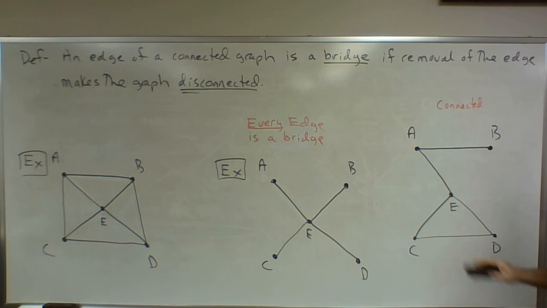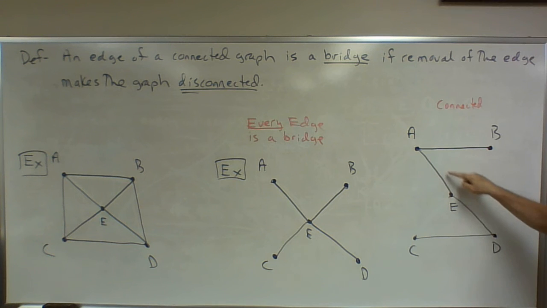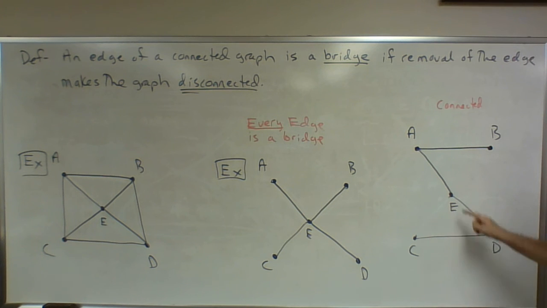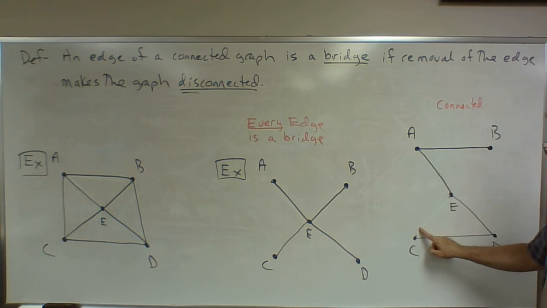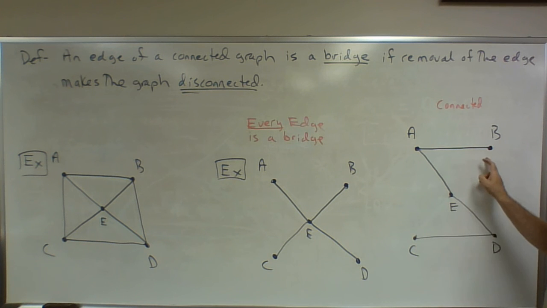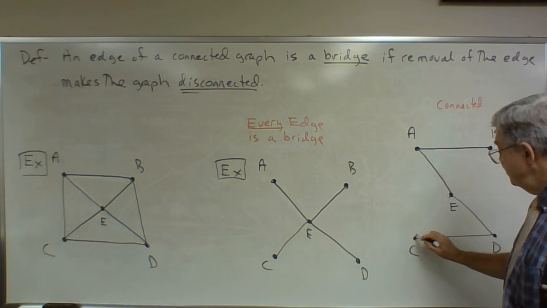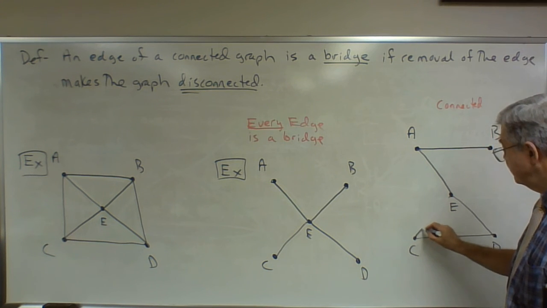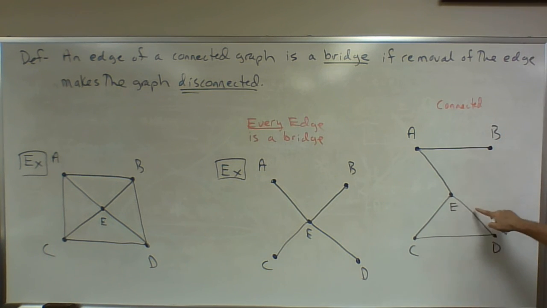Is this edge a bridge? If I remove it, I can still get from B to A to E to D to C. I can still get from A to E to D to C. I can still get from E to D to C. I can still get from D to C, and vice versa. If I remove this edge, I can still get from any vertex to C and vice versa. So this edge is not a bridge. And by the same logic, this edge won't be a bridge.